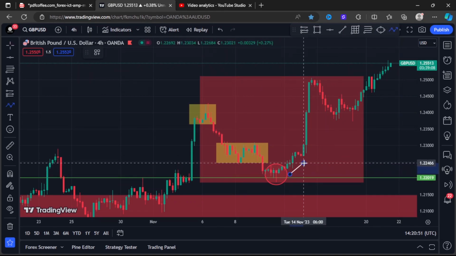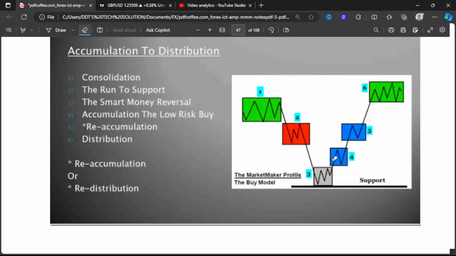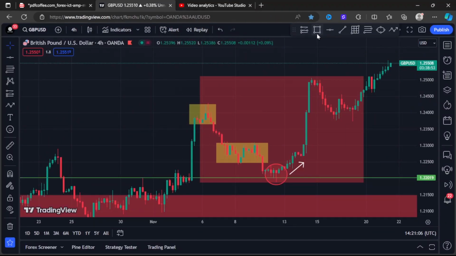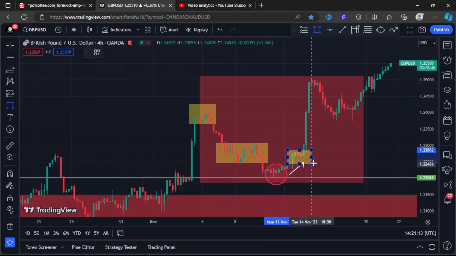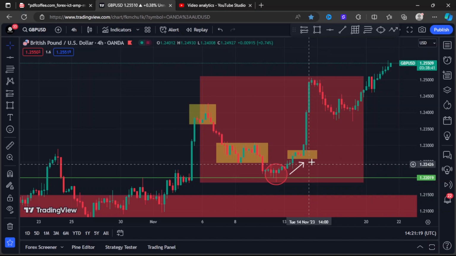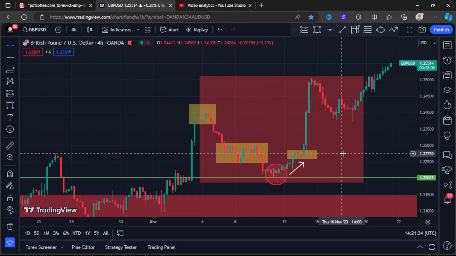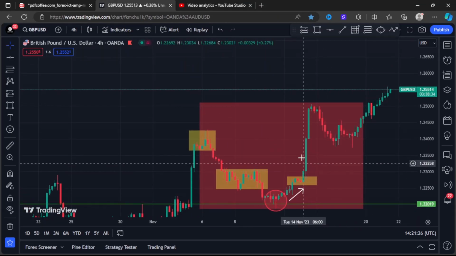So our buy move starts from this side, and you can see we had an accumulation. That's the low risk buy. After this bounce from this support zone, we had some accumulation here. So this is where we can have our low risk buy, and then reaccumulation. But at this moment, we didn't have any reaccumulation because of the spike.